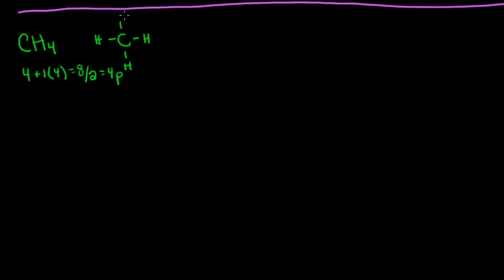Carbon, 4 hydrogens. Used up all of my pairs of electrons, and everybody's satisfied. If I look at my areas around the central atom, I have 1, 2, 3, 4 domains. So this is now the 4-domain family. And in this particular example, all 4 domains are bonded.